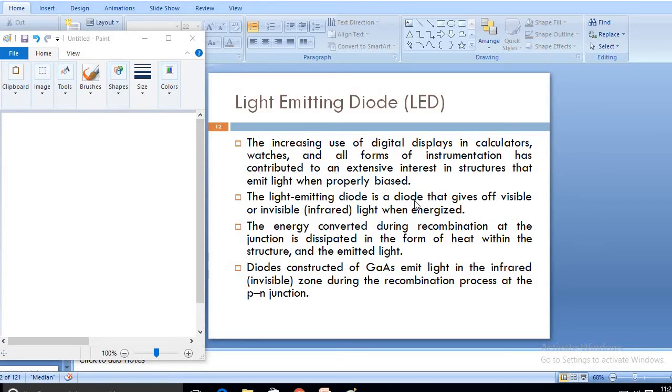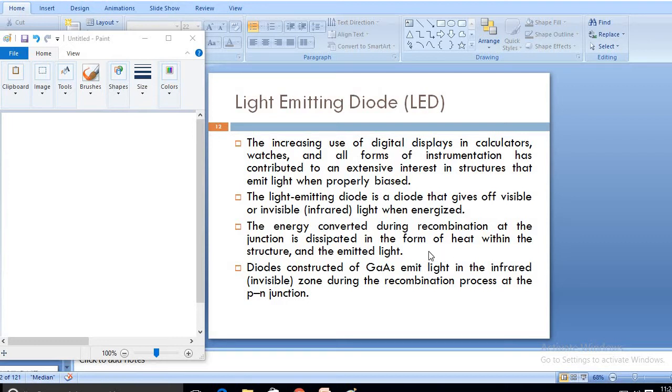A light emitting diode is a diode that gives off visible or invisible light when energized, meaning when we supply some voltage in the forward bias condition, the light will be emitted. That is what the light emitting diode does. It emits light which is visible or invisible. The energy converted during the recombination at the junction is dissipated in the form of heat. We will see how it will be in terms of h nu.